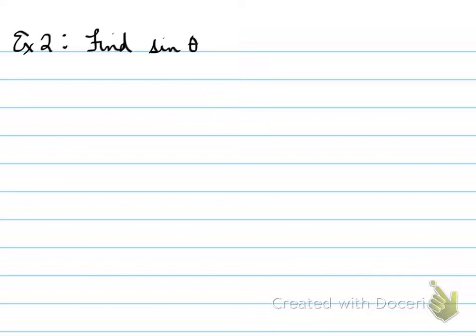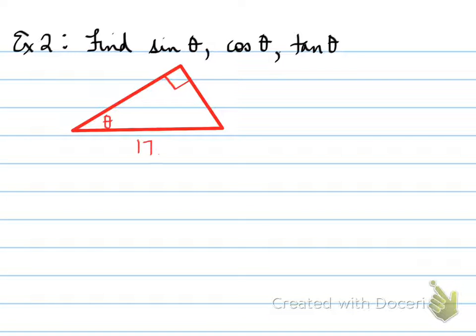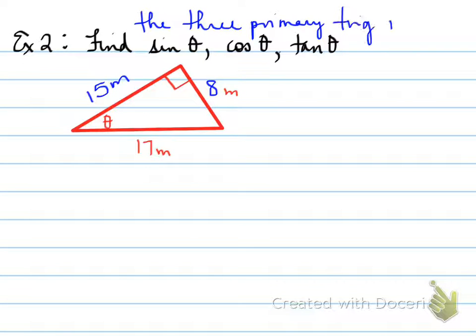Example number 2, you're asked to find sine theta, cos theta, tan theta for the following. Okay, so here we go. You're asked to find sine, cos, and tan of this triangle with theta indicated to you. What is the first step you need to do? Hopefully you're remembering that you must mark the angle first. So we're going to mark it just as such. And now that we marked it, we know what the sides are.